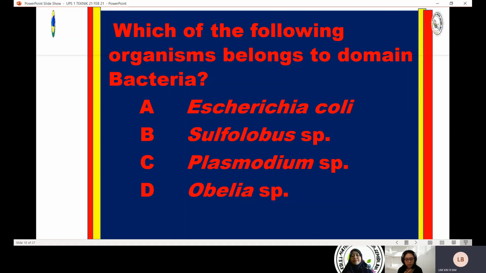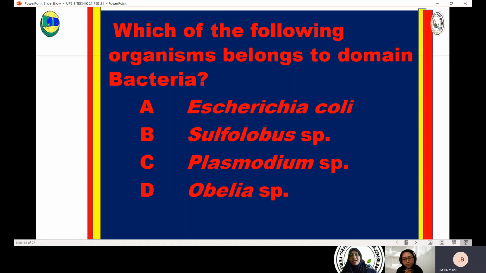Escherichia coli is the very famous bacteria. We always talk about E. coli. So Escherichia coli is a kind of bacteria. Sulfolobus is also a kind of bacteria, but why do we not choose this answer? Because Sulfolobus species is under domain archaea. If the question were changed to which of the following organisms is a bacteria, then maybe options A and B would be our answer.